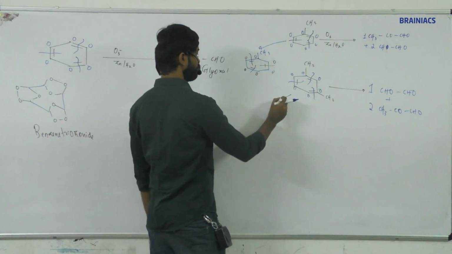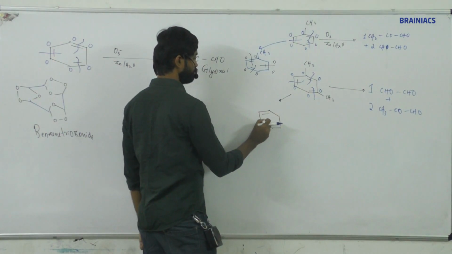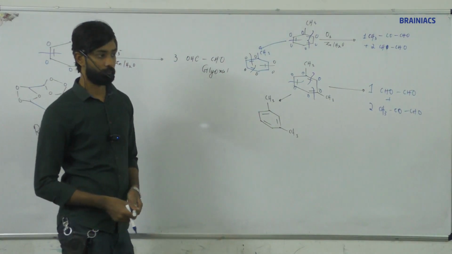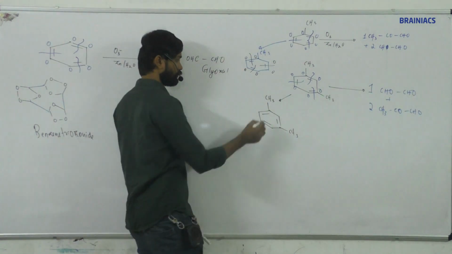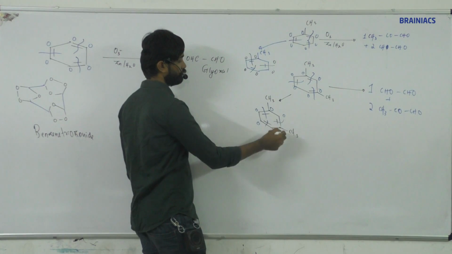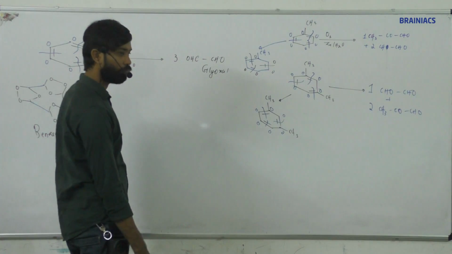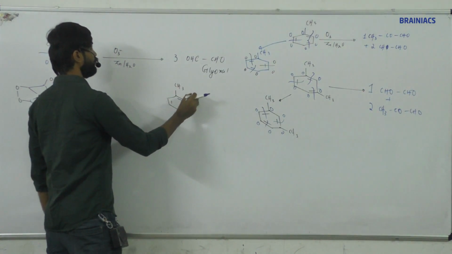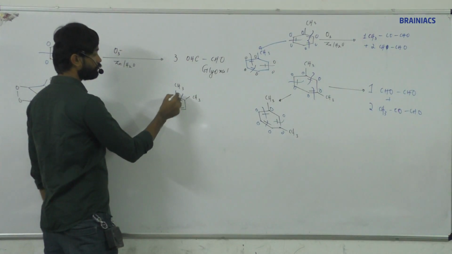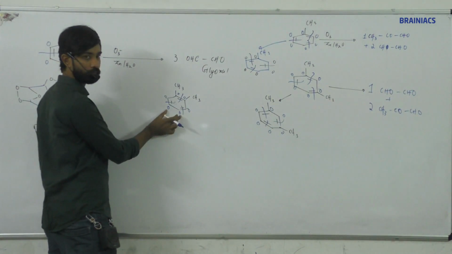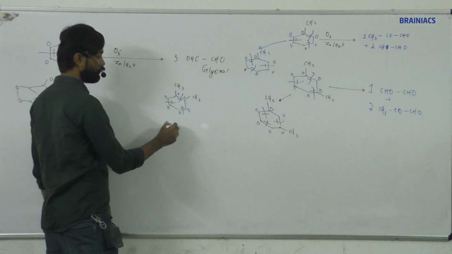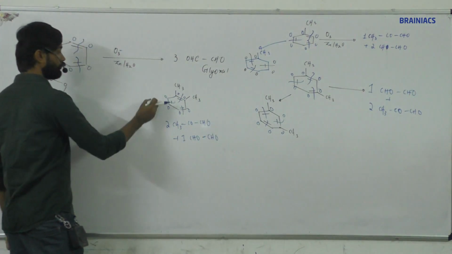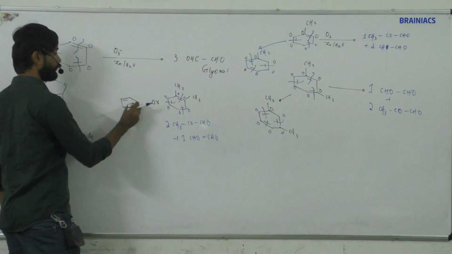What about if the bond is alternate? Is there any change? No. No change. But if it is, listen, if it is ortho-xylene, what happens? What about the product? Methyl glyoxal. So 2 molecules of methyl glyoxal plus 1 molecule of glyoxal, right? Or this has a possibility like this also, right?